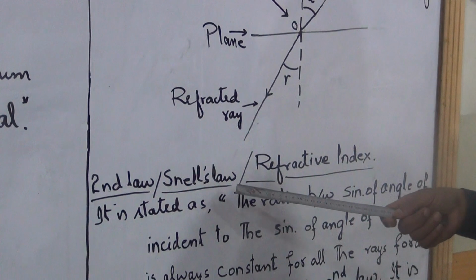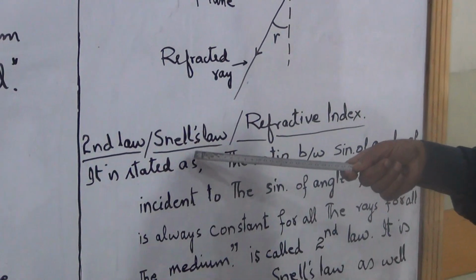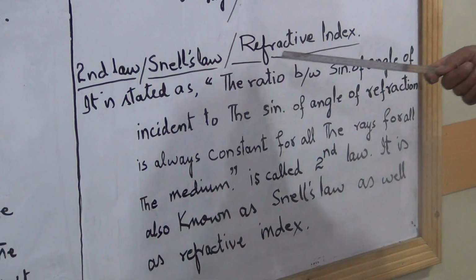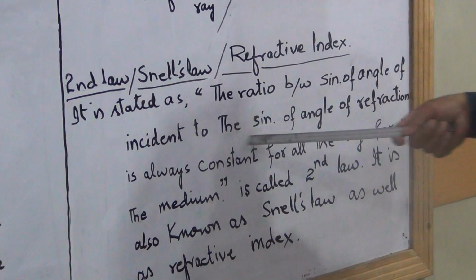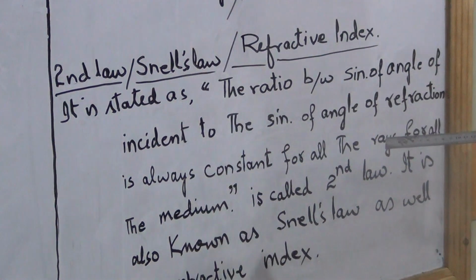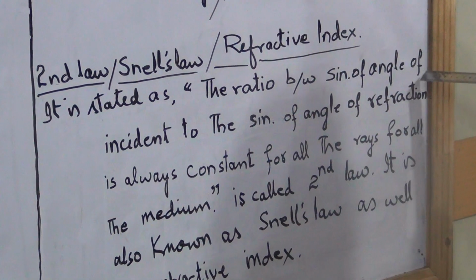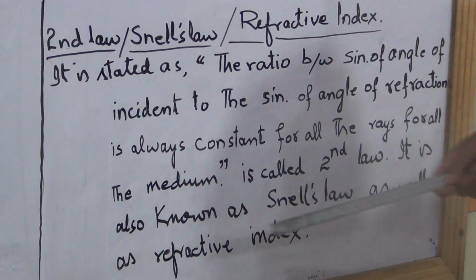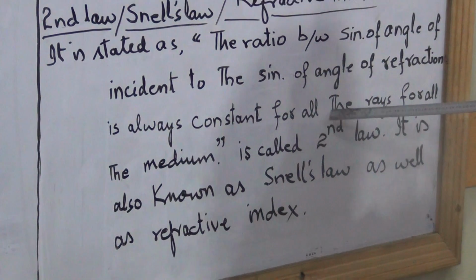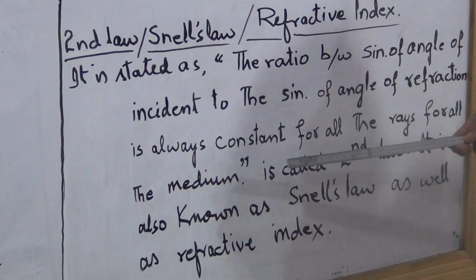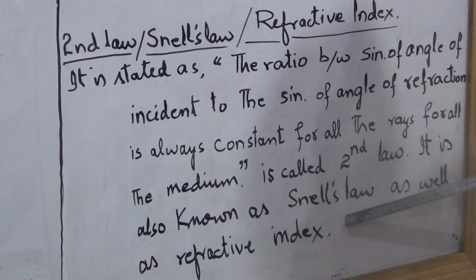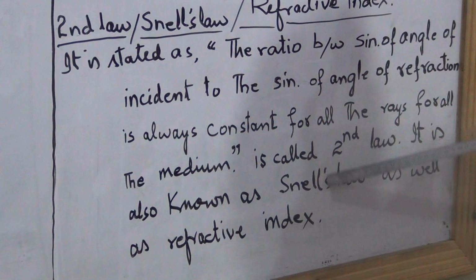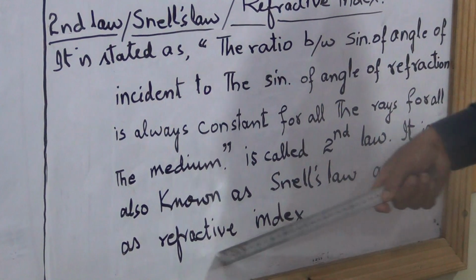Now the second law of refraction is also known as Snell's law and also as the refractive index. These three have the same definition. It is stated as: the ratio of the sine of the angle of incidence to the sine of the angle of refraction is always constant for all the rays and for all media. It is also known as Snell's law. The second law of refraction is also known as the refractive index.